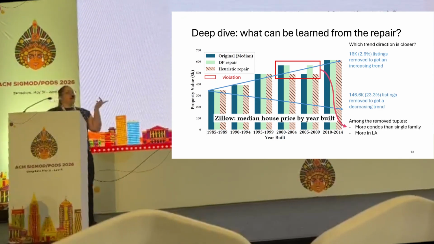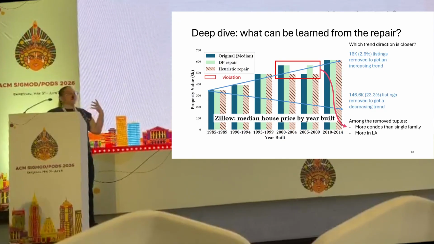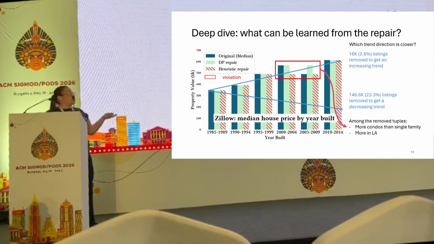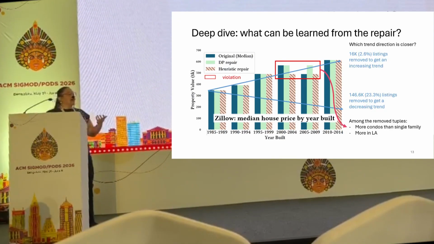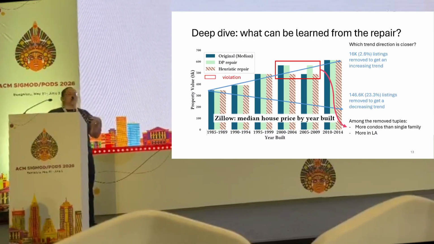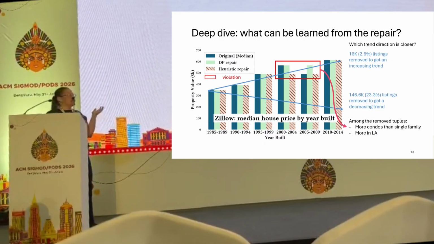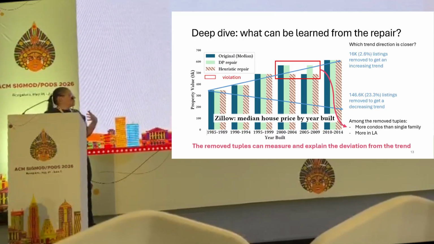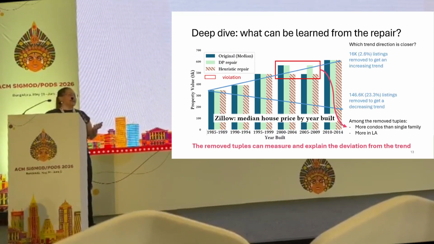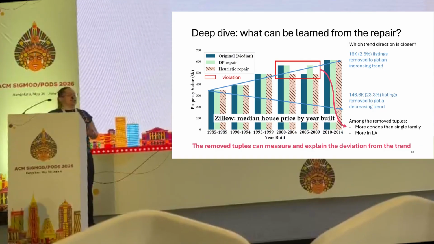And if we look at the tuples we removed there, we see more condos and single-family homes, and more centered in Los Angeles, which suggests that it has to do with the housing bubble, which ended in those years. So the removed tuples can help us measure and explain the deviation from the trend.